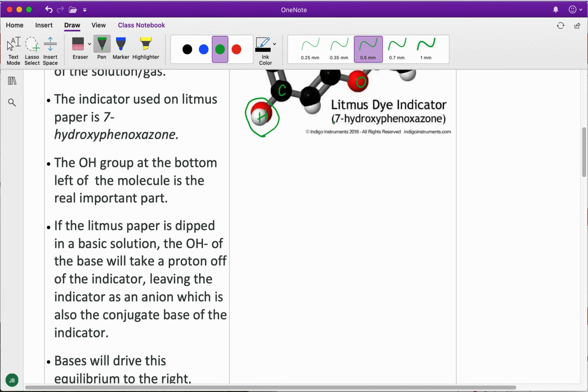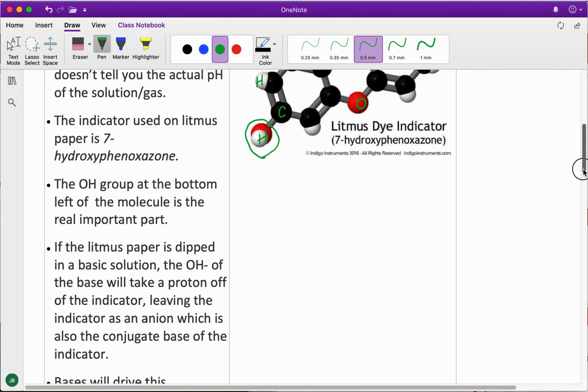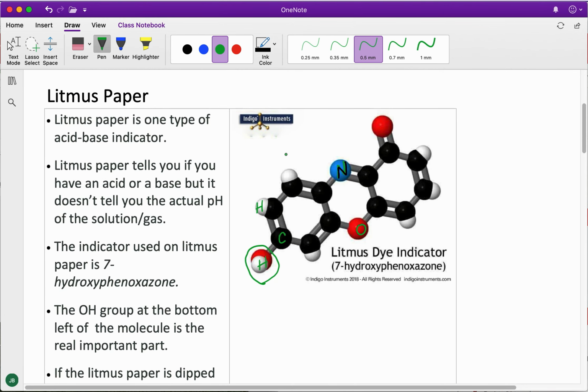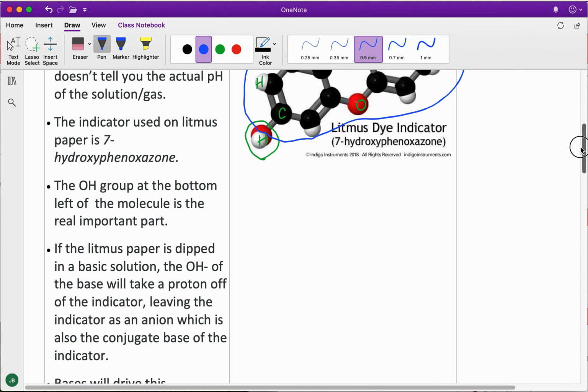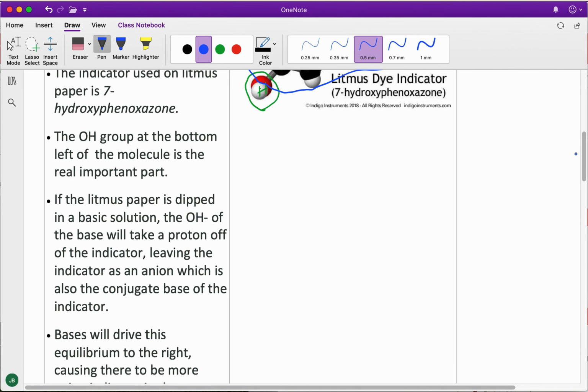That means that everything else that is left, and let me scroll back up a little bit and circle it in a different color, including that oxygen, everything else that's left is going to be considered an anion, which is also the conjugate base of the indicator.